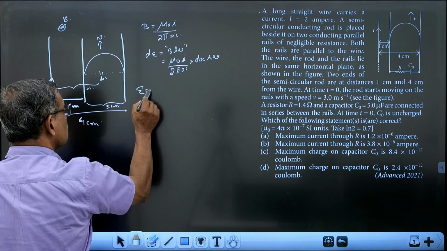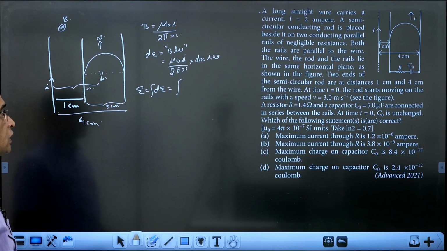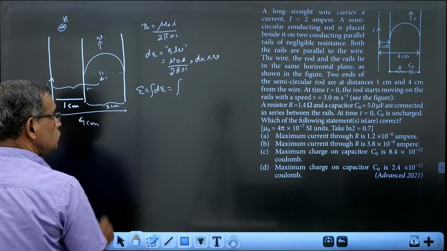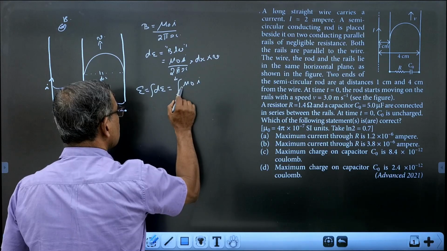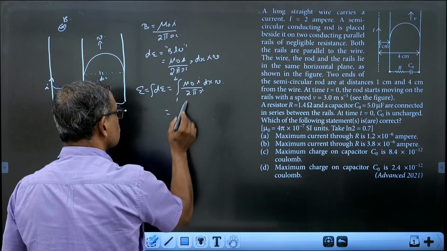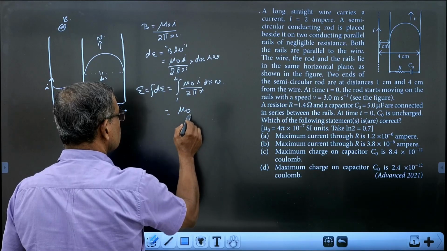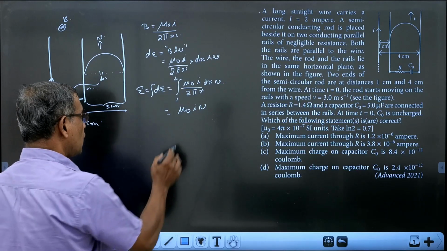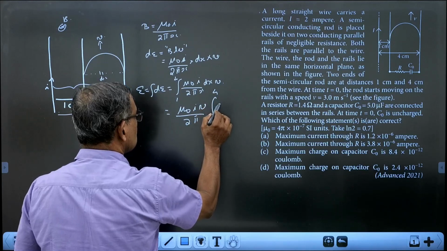Therefore, E equals the integral of d epsilon. Now the variable is x, and it extends from 1 to 4. Therefore, the integral from 1 to 4 of mu0 I by 2 pi x dx into V. The constants we can take out. That is equal to mu0 I V by 2 pi, integral from 1 to 4 of dx by x.